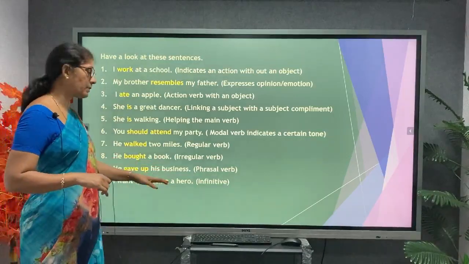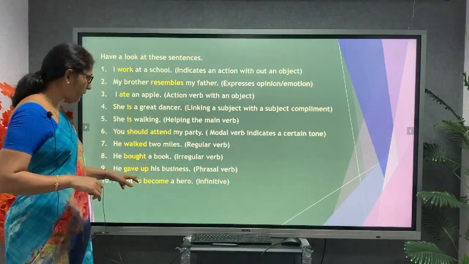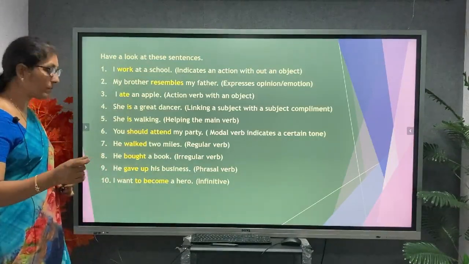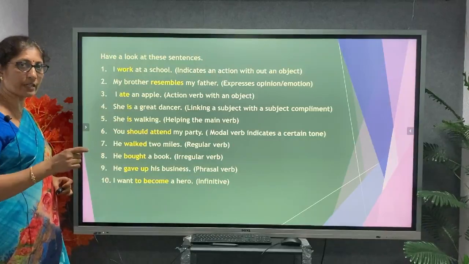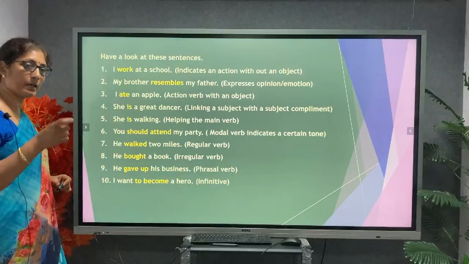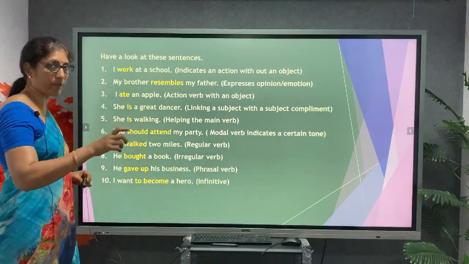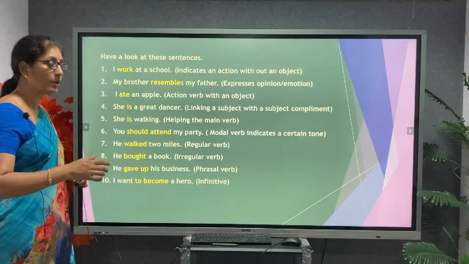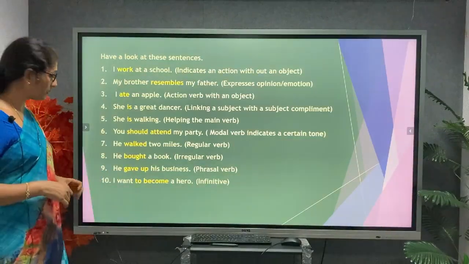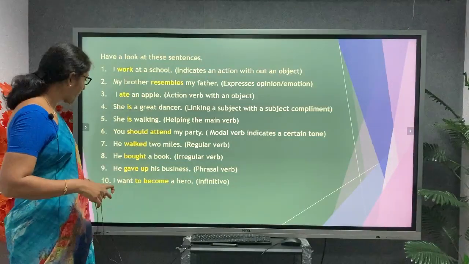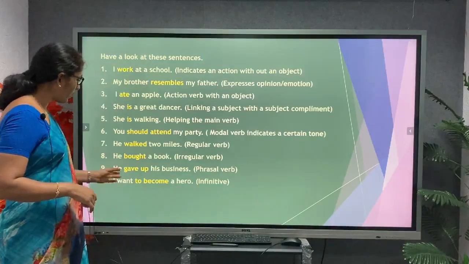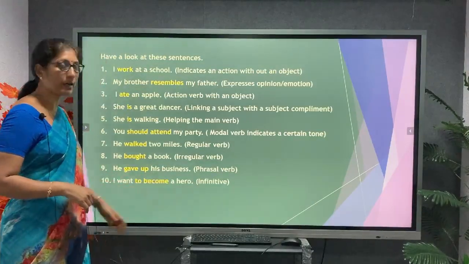Next, he gave up his business. Here, gave up is a phrasal verb. A verb has some meaning, but when it is added with a preposition, these two words become a phrasal verb, and their action is sometimes completely different from the normal verb. So here, gave up his business means he stopped his business. Next, I want to become a hero. Here, to become is an infinitive verb.